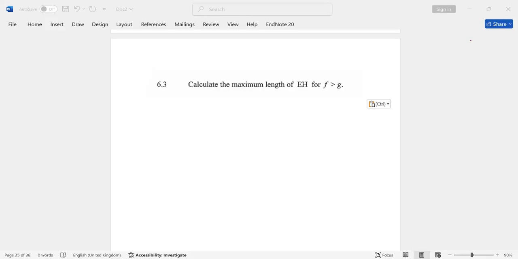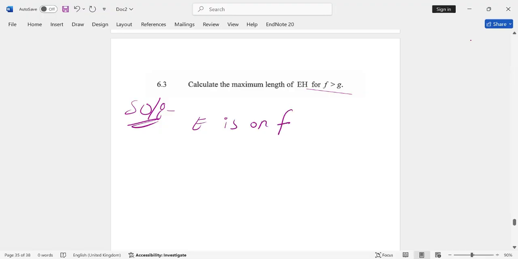Now, the next question is 6.3. Calculate the maximum length of EH for f greater than g. So we have to find the length of EH, since it is parallel to the y-axis, so it is the vertical distance between the two functions. As you know, E is on f and H is on g.